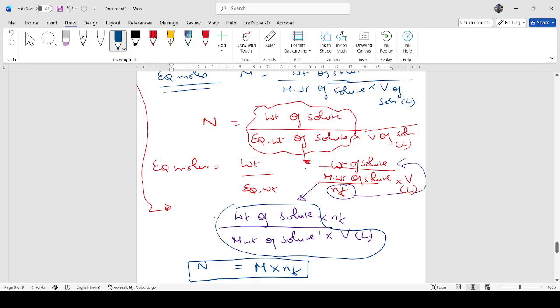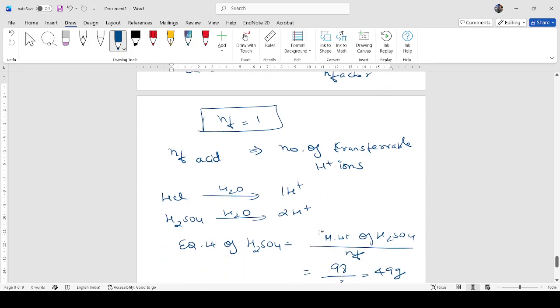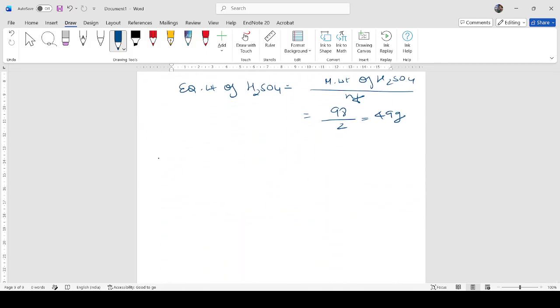Right. So we understood that, for example, if it is 2 molar sulfuric acid, then what is the normality of it? 4. Very good. Because molarity multiplied by n factor will give me the normality, isn't it? So it has to be 4 here.